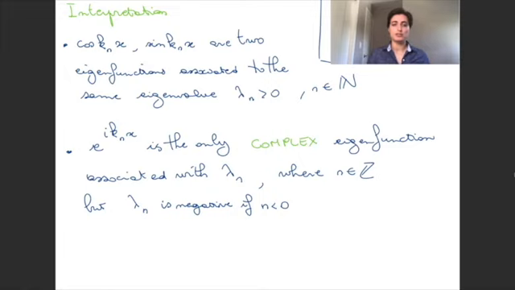So we have two possible interpretations of a Fourier series. Either we can say that cos kₙx and sin kₙx are two eigenfunctions associated to the same eigenvalue λₙ, where λₙ is always positive and n ranges in the natural numbers. And we also have to take care of the fact that there is this constant eigenfunction that is just the constant 1. Or we can think of e^(i kₙ x) being the only complex eigenfunction associated with λₙ, where now n takes any integer value, and λₙ can also be negative if n is negative.